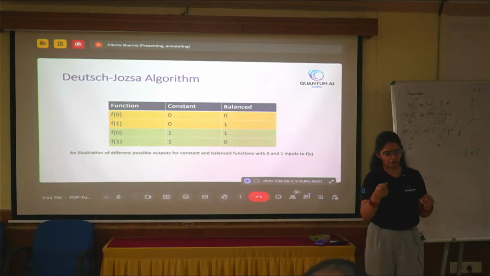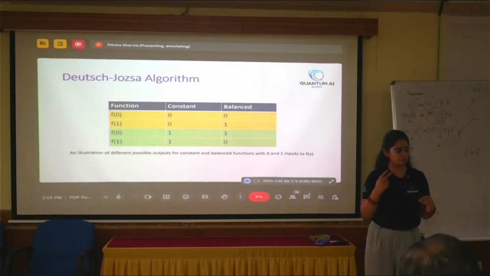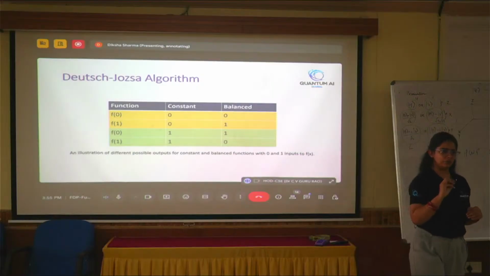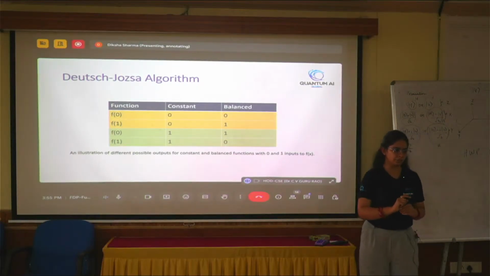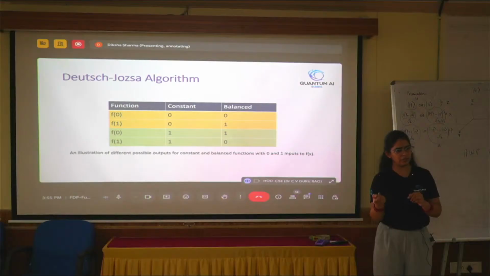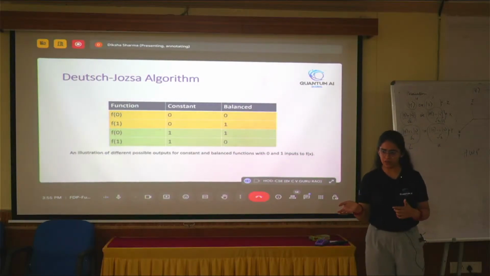We have to give another input to it. If I'm talking about 2 bits, then we have to give another input. After giving another input, because I know what input I have given and what output I have got, I try f of 1 as an input. If it gives me a different output, that means I understand the function is balanced. If it gives me the same output, that means my function is a constant function.